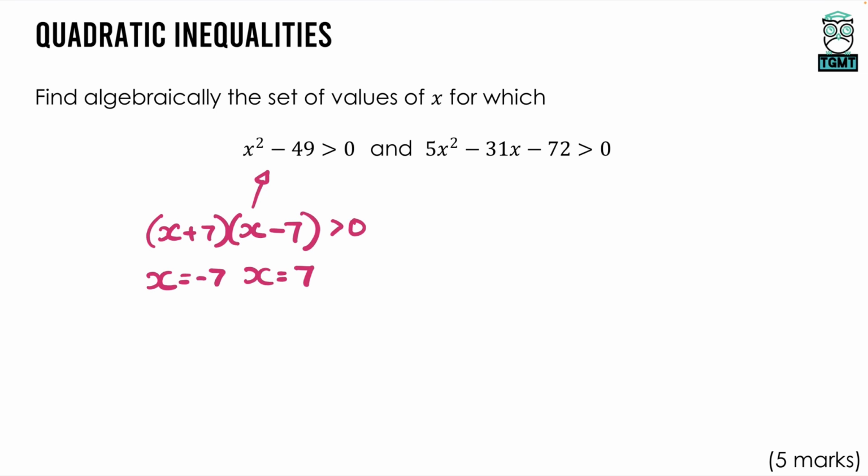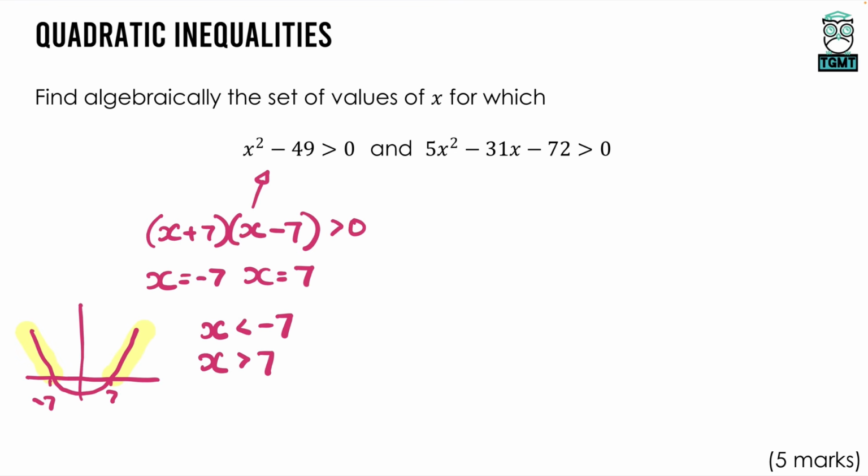Now when we are looking at above 0, we are looking at two separate parts of this curve. In particular for this one, as it is a U-shaped curve, we have two values, 7 and negative 7, and we are looking at this part and this part, which leaves us with two separate inequalities. On the left there, we have all the values when x is less than negative 7. And on the right there, we have the values where x is greater than positive 7. And that's our nice one done.